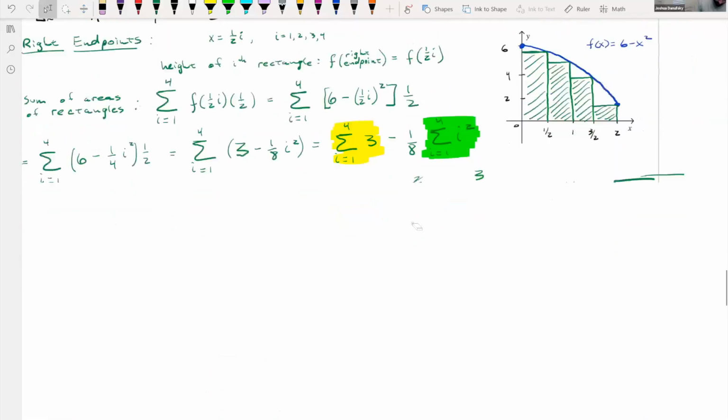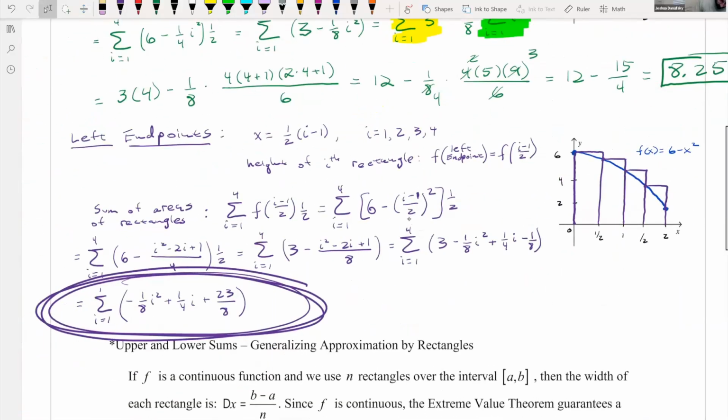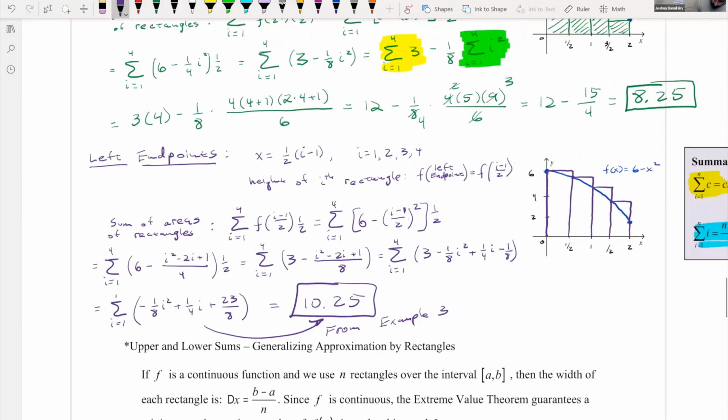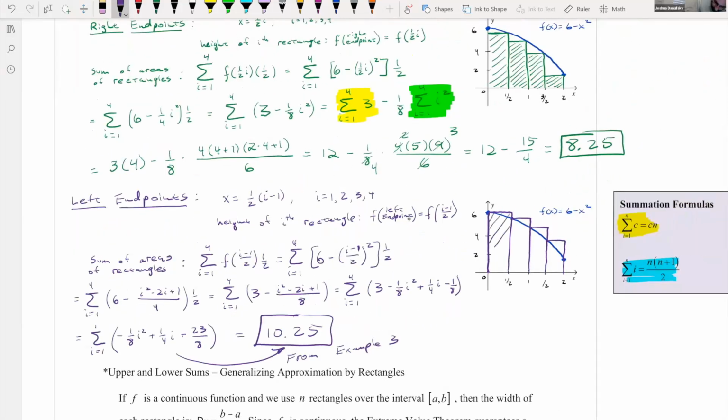So I'll just write down here equals 10.25 from example 3. And so what we have is we've just found in purple the sum of the areas of these rectangles here that are bleeding over our curve there. But the actual area under the curve is actually somewhere in between these two, right?